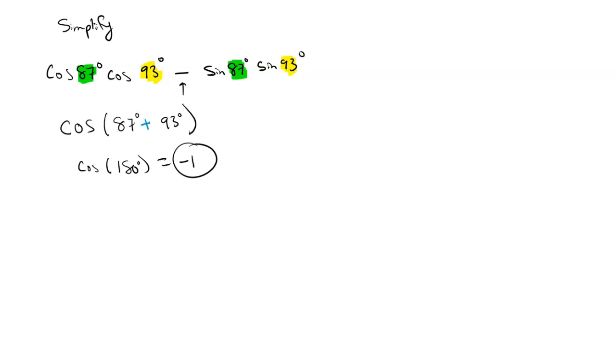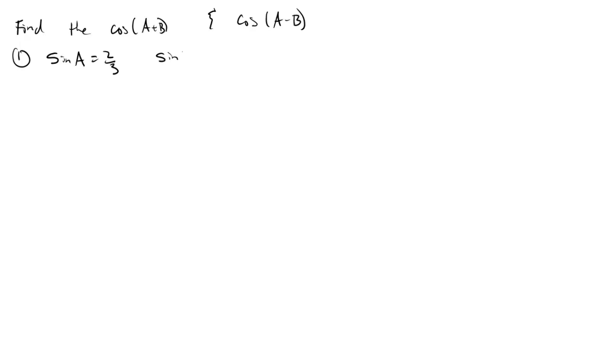All right, so what else can we do, right? So what happens if we have a problem that looks like this? So let's say we're going to find the cosine of a plus b, and we will find the cosine of a minus b, and we are given this information. So we'll call this number 1. So the sine of a is 2/3. The sine of b is -1/3. A is going to be in quadrant number 2, and B is going to be in quadrant number 4.